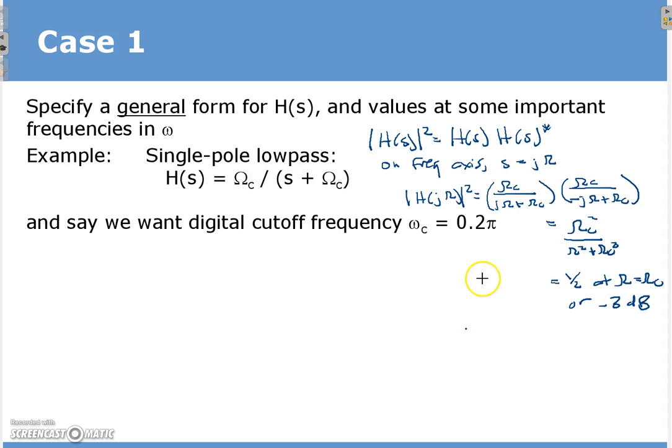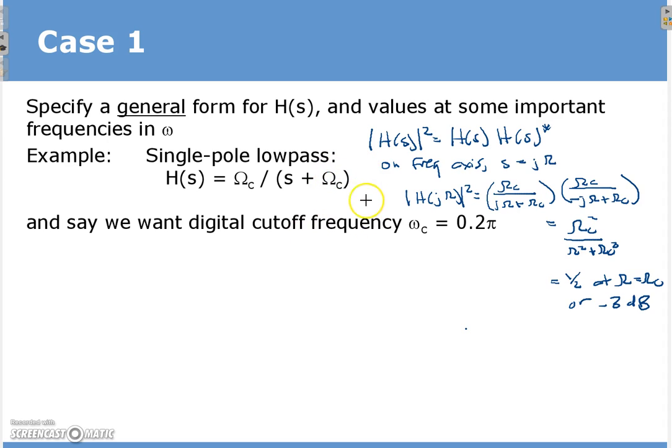Before talking about the DSP part, let's just look at this filter. The magnitude squared of this is H(s) times H(s) conjugate. On the frequency axis, we can say s is j omega. So we plug that in here. We get a j omega for the s. We get a minus j omega because of the conjugate. And that turns out to be omega c squared over omega squared plus omega c squared. At the cutoff frequency, omega is equal to omega c, we get a half, which is minus 3 dB. So this is the minus 3 dB point.